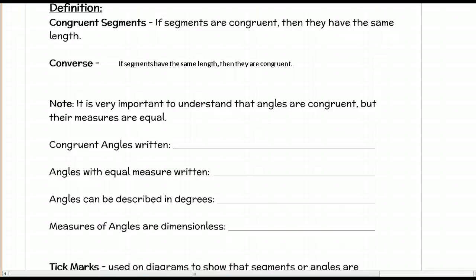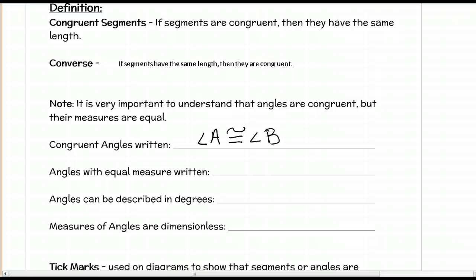Okay, so finishing up here, we've got some notational things. Some of these are kind of specific to our book, but we're going to hold to these conventions. So you have to be really careful how you write things, because when we take the quizzes and tests, I'm going to hold you responsible for knowing the correct notation. So when we have congruent angles, we're going to write it like angle A congruent, notice my congruency symbol, angle B.